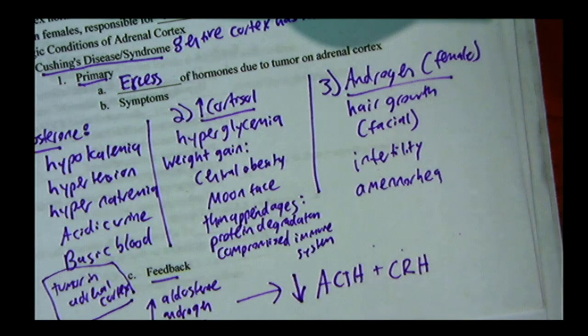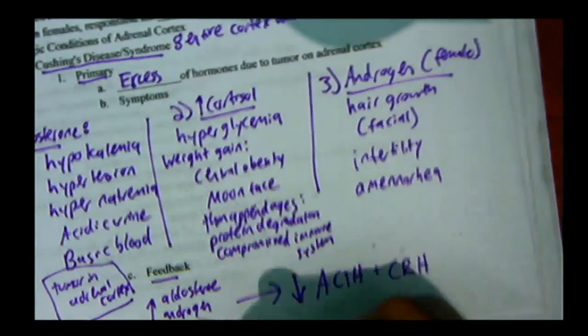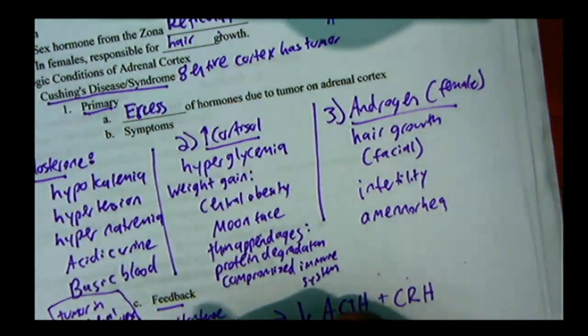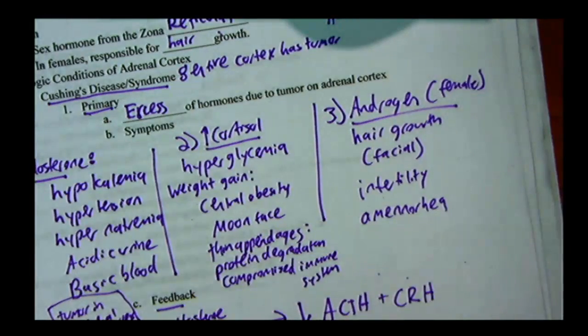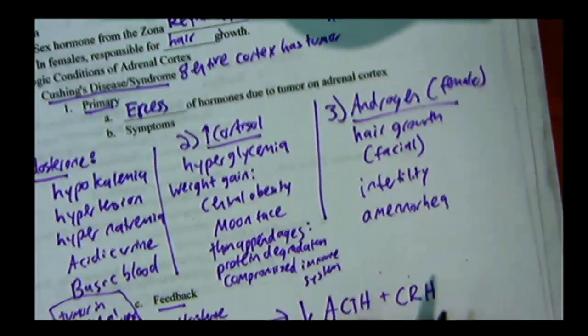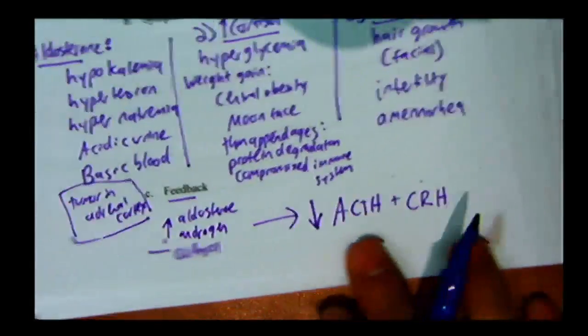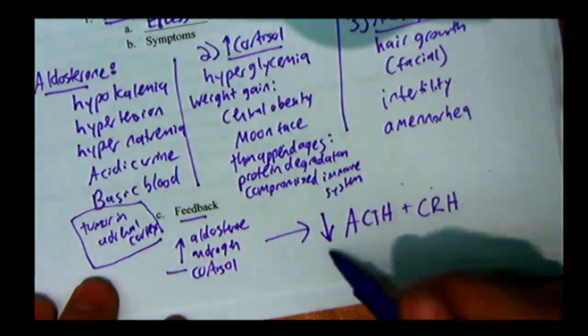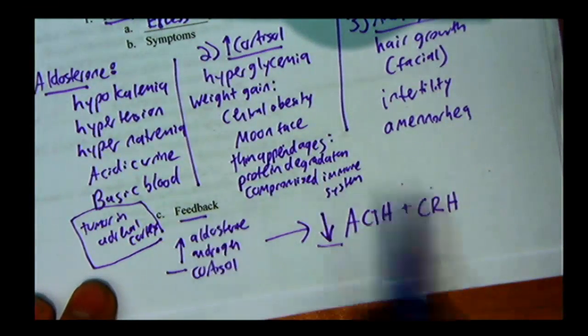So a differential diagnosis between primary and secondary is that primary Cushing's will have a decrease in ACTH and CRH, while secondary will have an increase in CRH and ACTH. And we'll get to that. Does that make sense? Do you need me to explain it a different way? Or you good? Okay. So let's keep going.